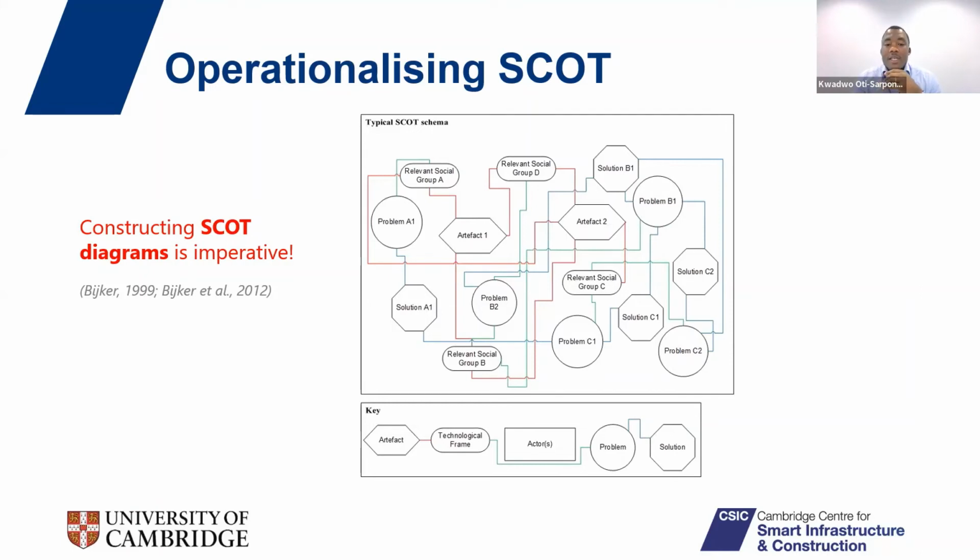And so you can see from the key that the focus in using SCOT is identifying the artifact in question, looking at the technological frame surrounding the identification of a problem, the solution that was proffered in response to a problem, and the actors buying into a given technological frame. So for the project that I'll talk about, these diagrams were constructed for 3 groups of technical artifacts of the technology that was studied.